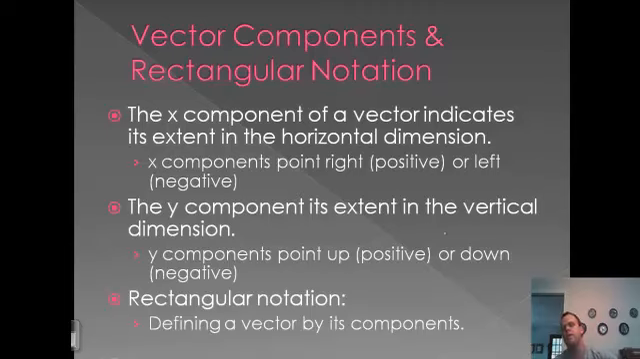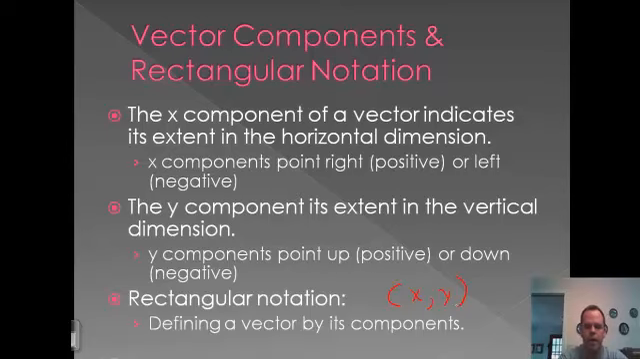The other type of notation we do is to break vectors down into their components, which is what's happening on the x-axis and what's happening on the y-axis. So separating a vector down into just what's happening horizontally and just what's happening vertically. And we write it as a series of components. The x component is positive if it's to the right, negative if it's to the left. The y component shows how much it goes up or down, up if it's positive, down for negative. And we define it by its components, always writing the x component followed by the y component.